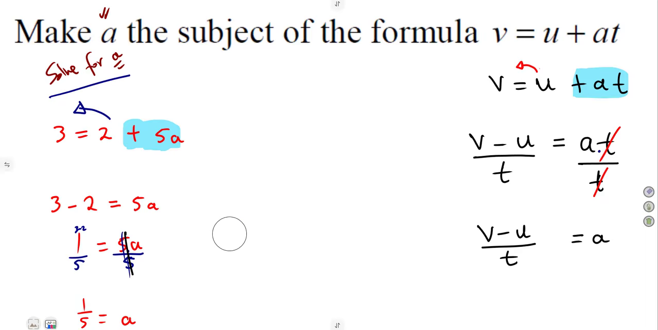This is to solve for A. Only that when you are solving here, it is found in terms of the other letters. So that is what you have. So therefore, our A is equal to what? V minus U over T. As it is here, you write as it is.